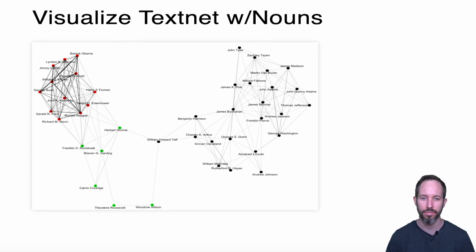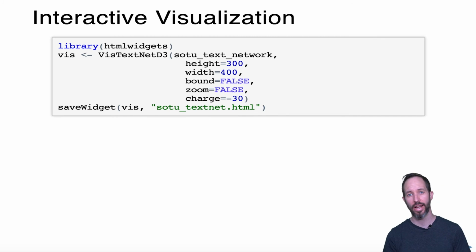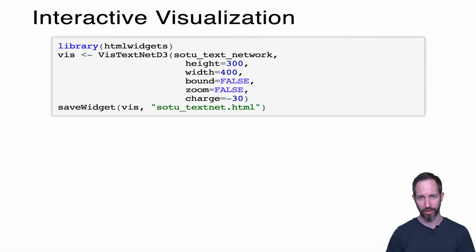We can also create really neat interactive visualizations in TextNets using some D3.js graphics from the Network D3 package. So if you run this code, your R viewer will open up an interactive network plot. If you mouse over the nodes, it will reveal the node labels, and you can drag the nodes to reposition the network and move it around and interpret it and play with it a little bit more.